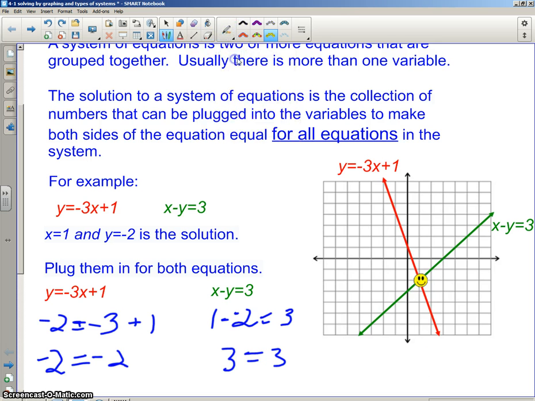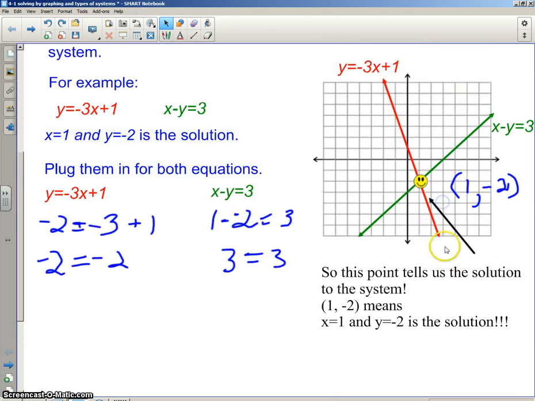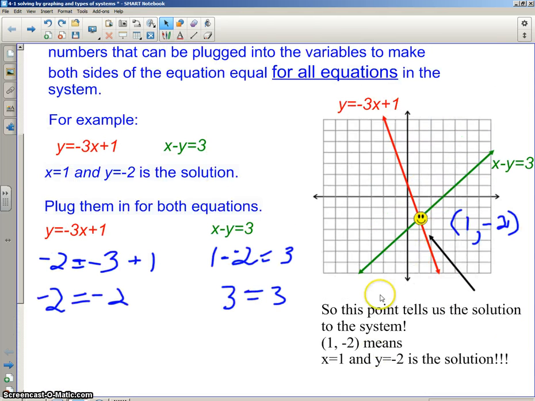What is that ordered pair? That ordered pair is 1, -2. Wait a second. x equals 1, y equals -2. That is the solution. This point right there where the two lines cross tells us the solution.